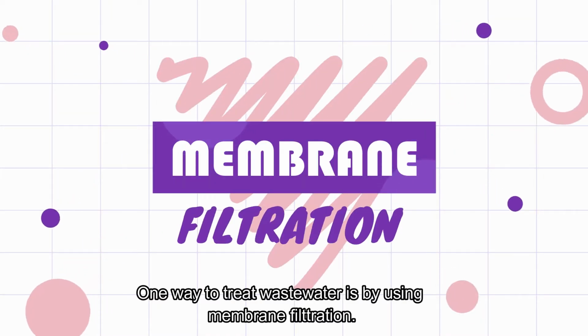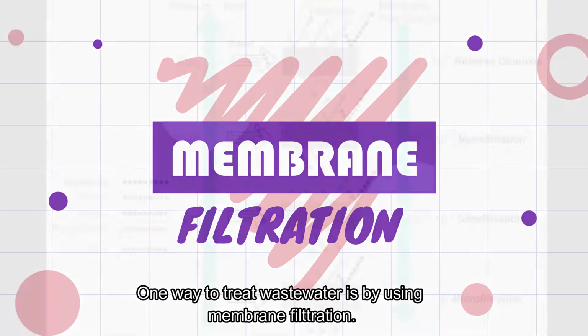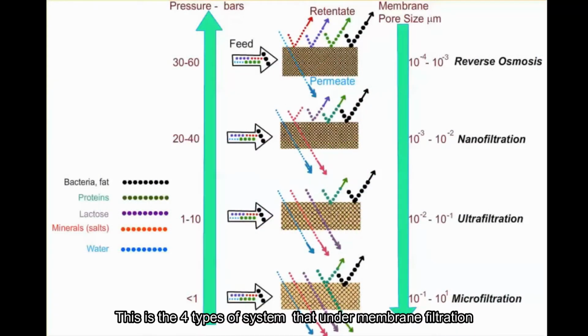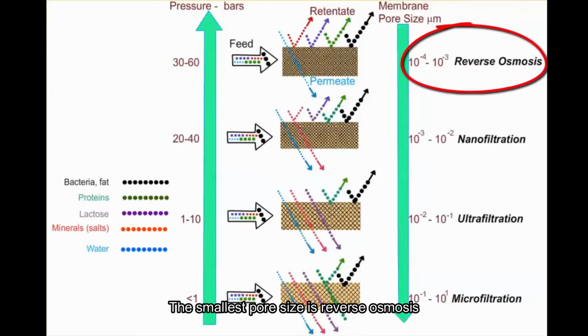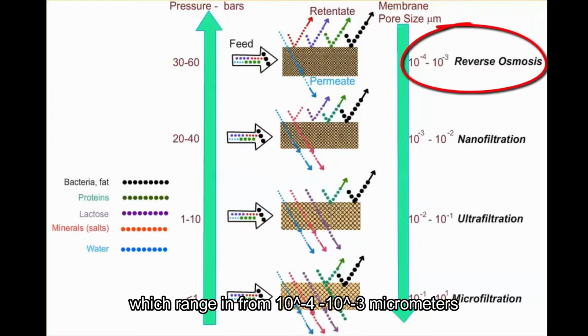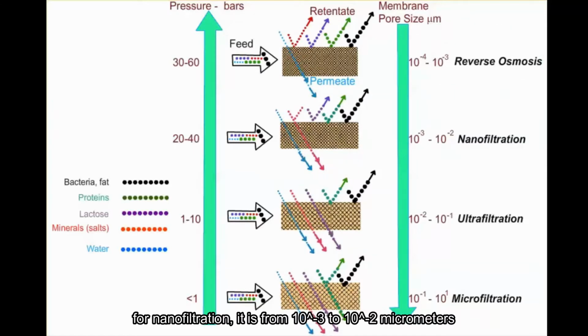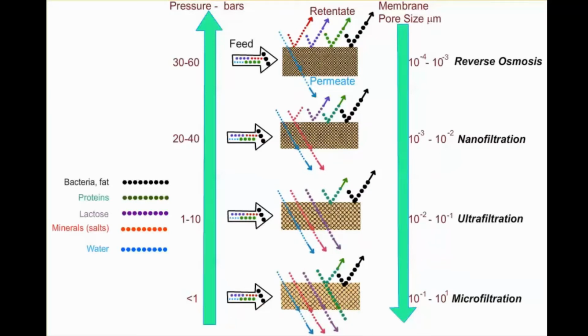One way to treat wastewater is by using membrane filtration. There are four types of systems under membrane filtration. The four types are differentiated based on membrane pore size. The smallest pore size is reverse osmosis, which ranges from 10^-4 to 10^-3 micrometers. For nanofiltration, it is from 10^-3 to 10^-2 micrometers.